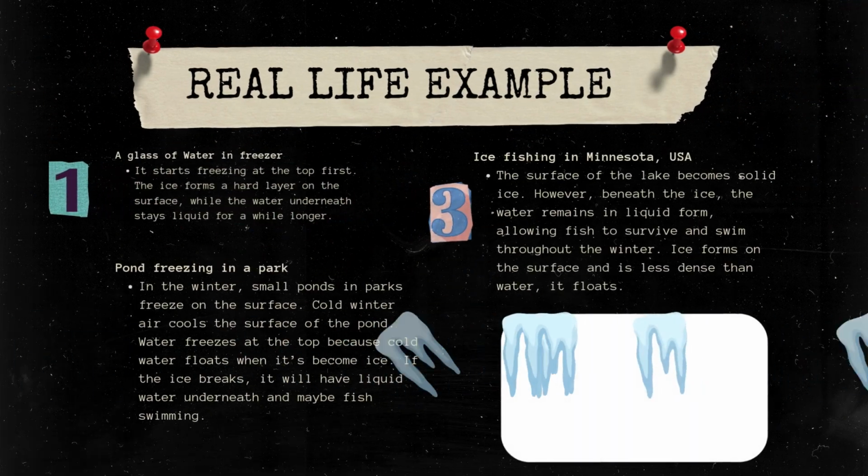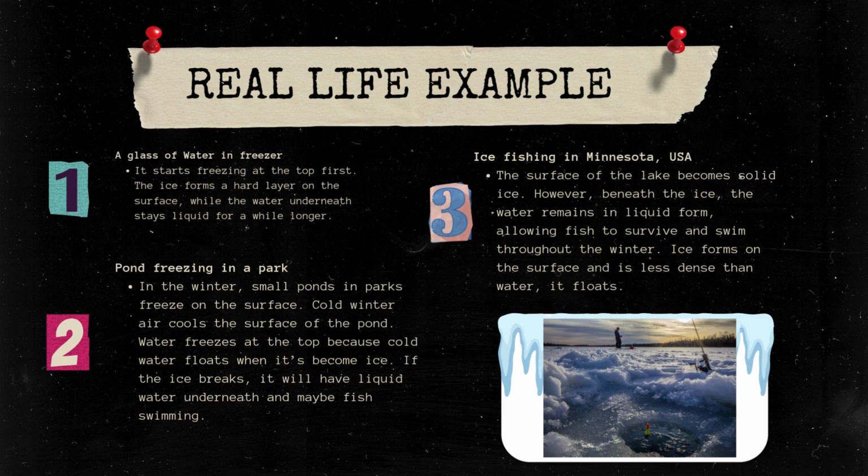Lakes are a real-life example. First, a glass of water in the freezer. It starts freezing at the top first. The ice forms a hard layer on the surface, while the water underneath stays liquid for a while longer.